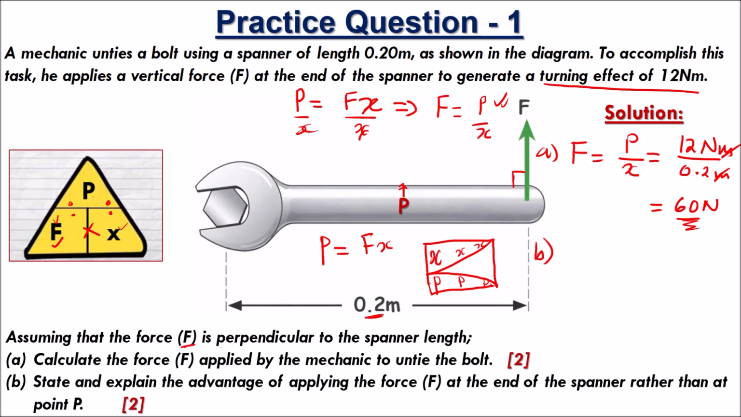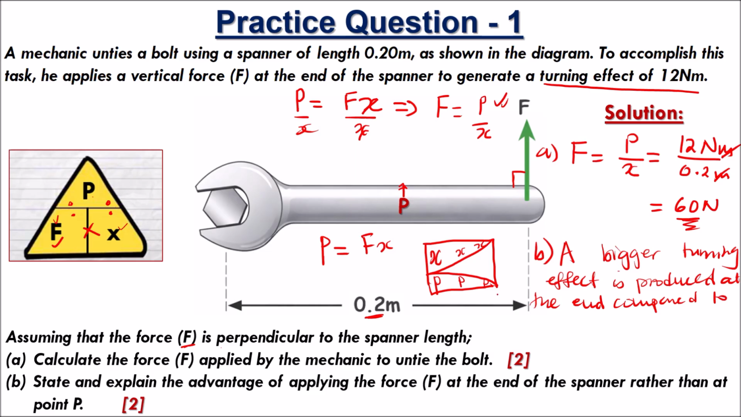So the ideal answer should be: a bigger turning effect is produced at the end compared to at P. Therefore, it will be easier to untie the boat.